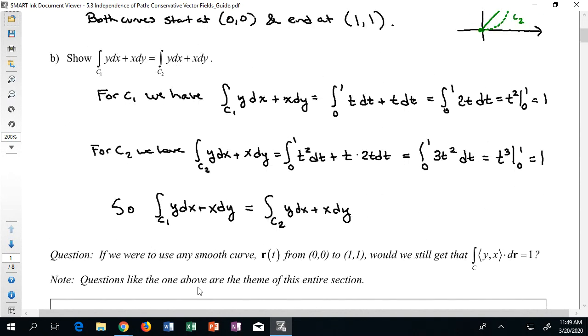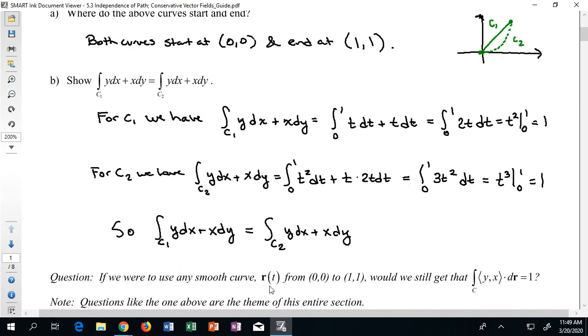So questions like this are actually going to be the theme of this entire section. How is it that I would know and be able to confirm whether the path that I take to get from my start to my stopping point matters, in terms of does it change my answer or does it not change my answer? In the next video, we'll take a look at a theorem to help us understand that, and then a bunch more examples.